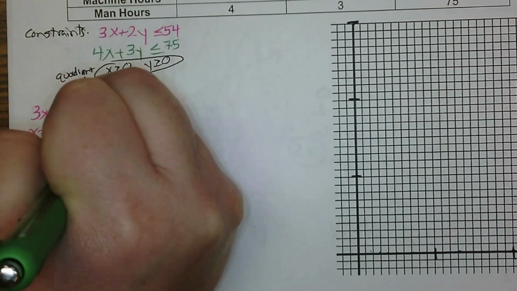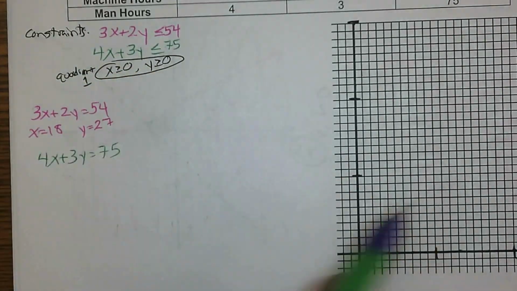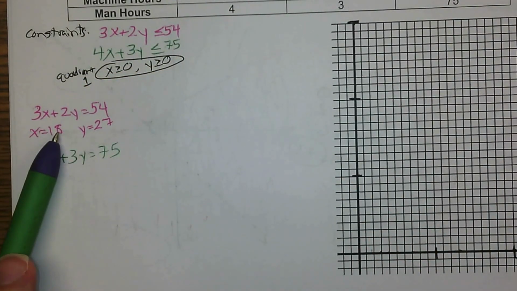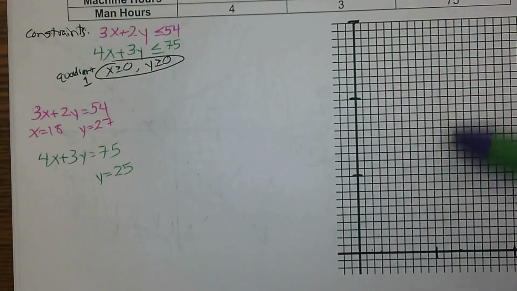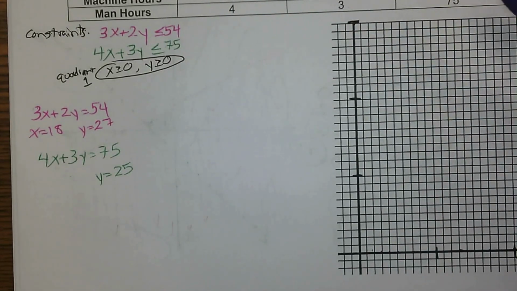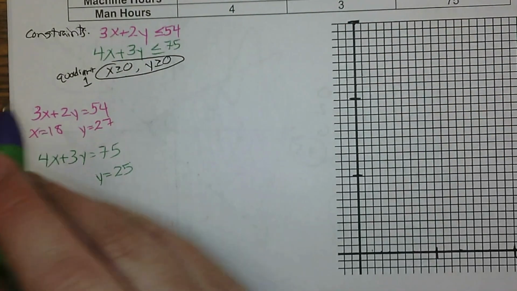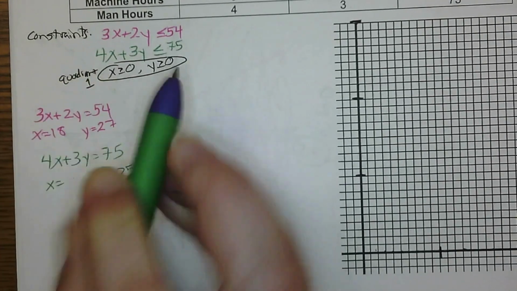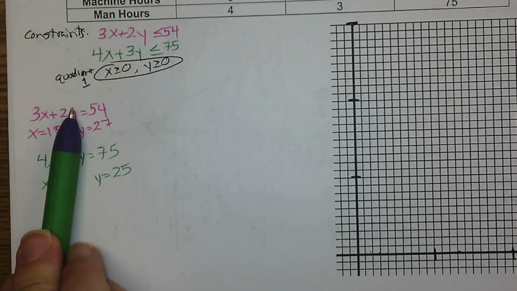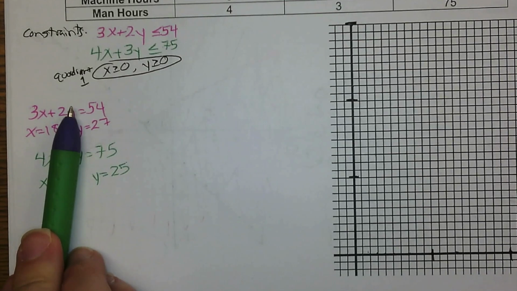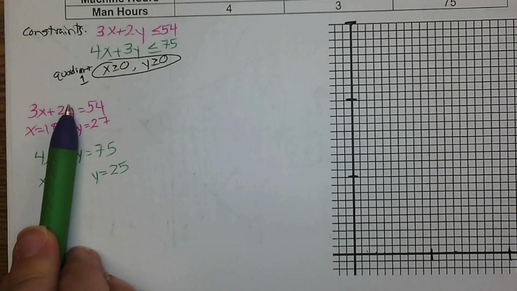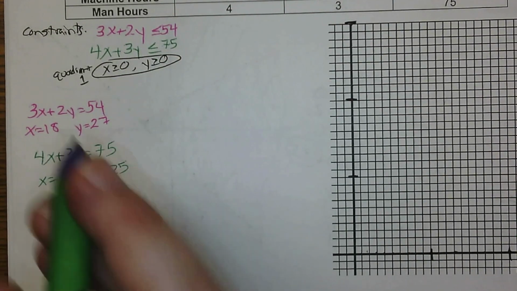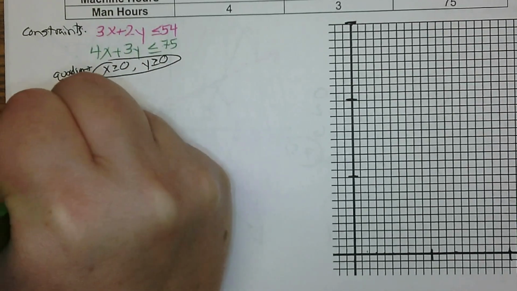4x plus 3y equals 75. Let's do y first. 75 divided by 3. Y is 25. We're still good. 75 divided by 4. Okay, 80 divided by 4 is 20, which means 76 divided by 4 is 19. So this is 18.75.